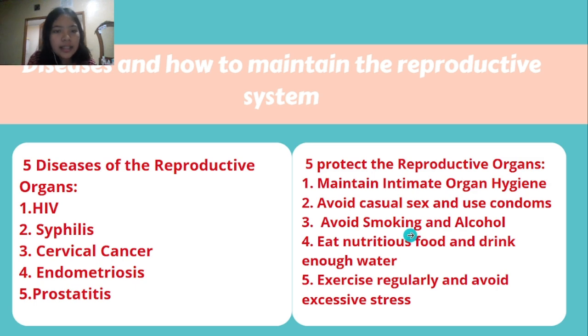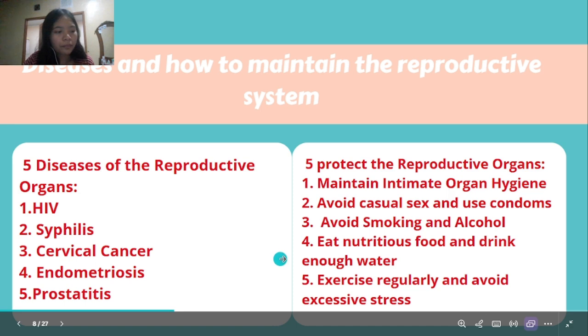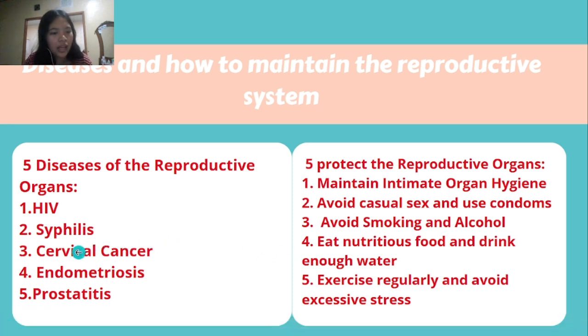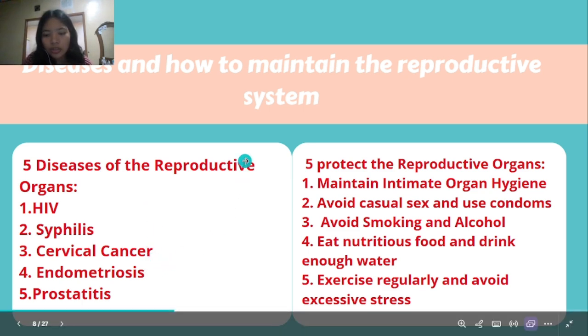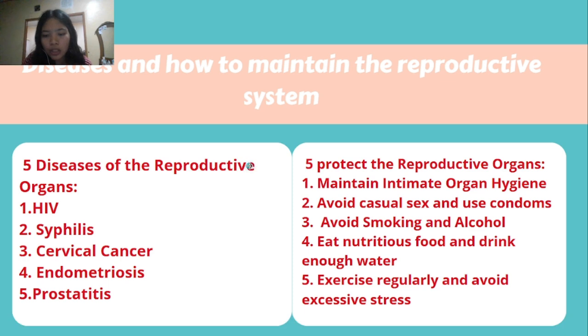And diseases and how to maintain the reproductive system. I chose 5 diseases of the reproductive organs. The first one is HIV. HIV is a virus that attacks the body's immune system. And syphilis is a bacterial infection that can cause serious health problems if left untreated. And cervical cancer is a type of cancer that occurs in the cervix, often caused by human papillomavirus infection.